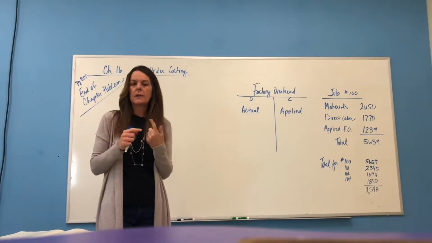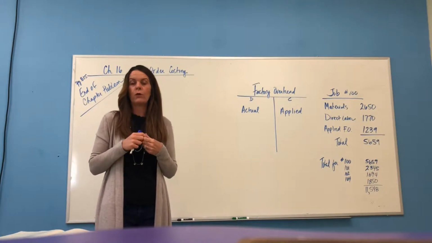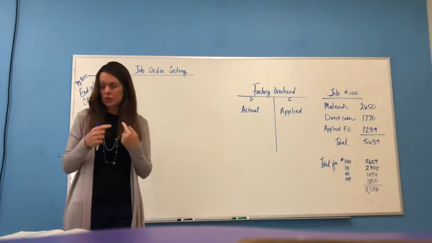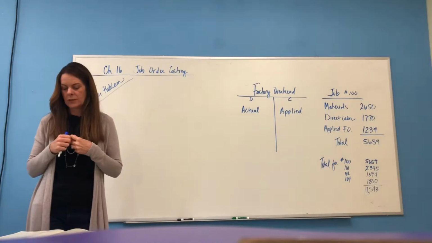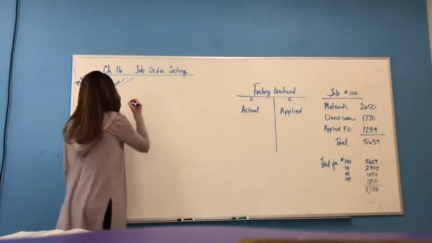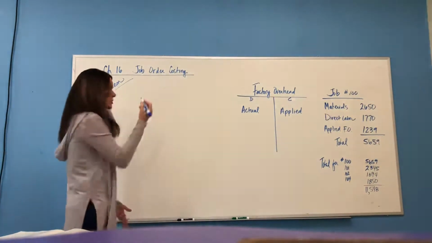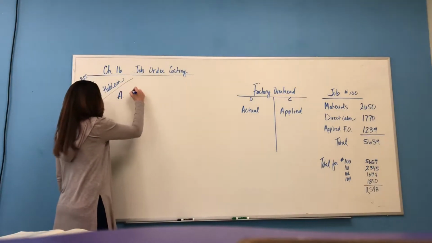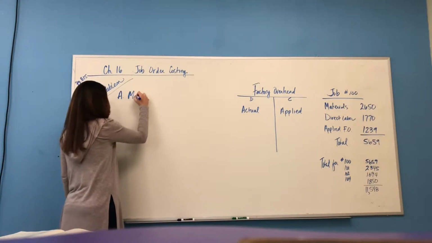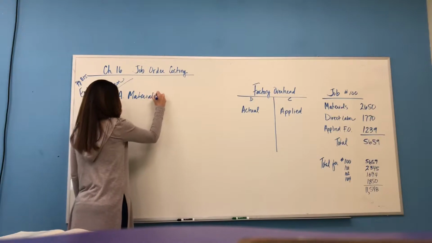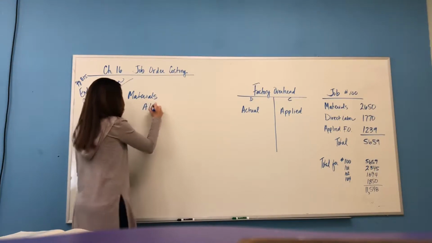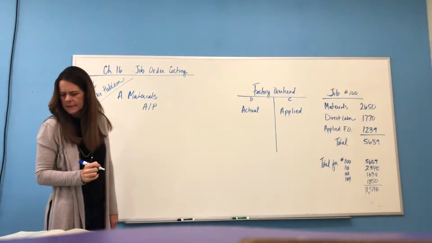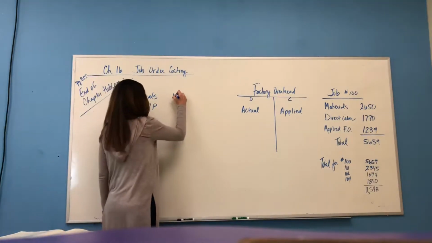So just like I taught you in the introduction video for chapter 16, we're going to purchase goods. It's going to be on account. So materials purchased on account. They are just titling it A. I'm going to debit just materials, and I'm going to put it on account. And the amount was $15,500.